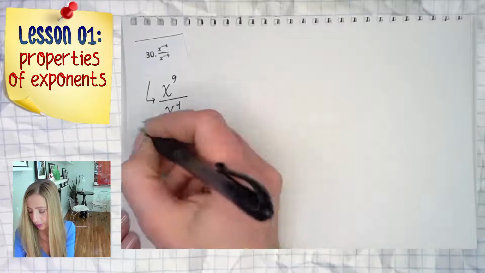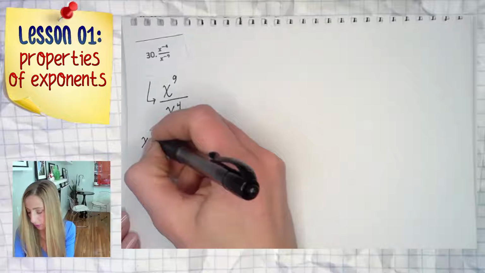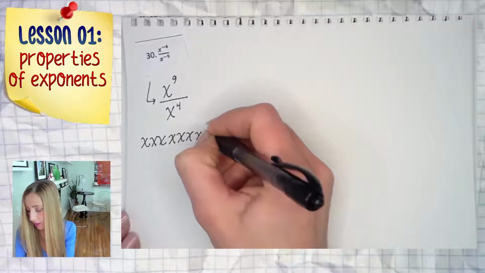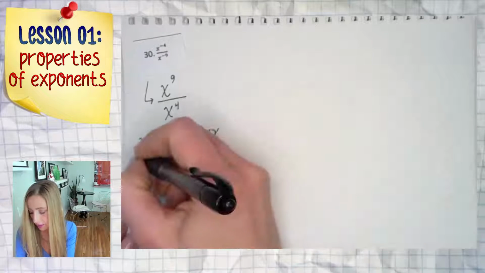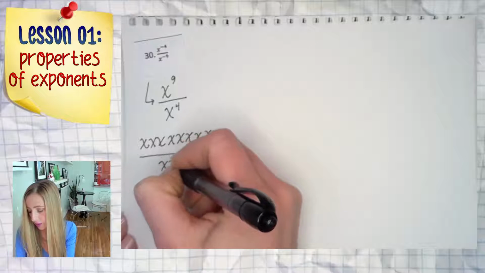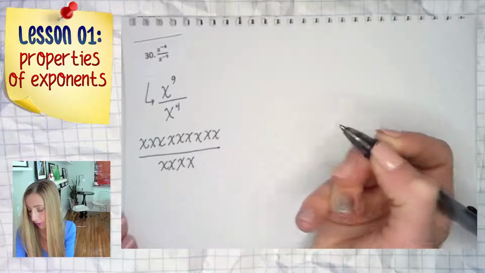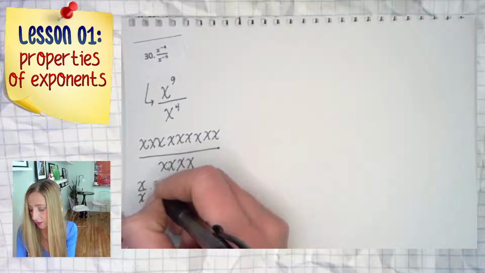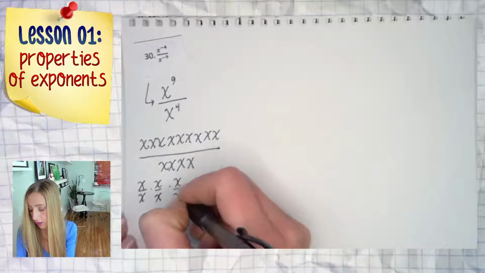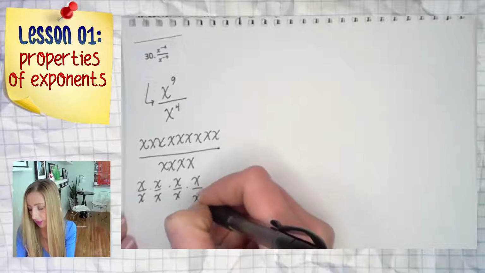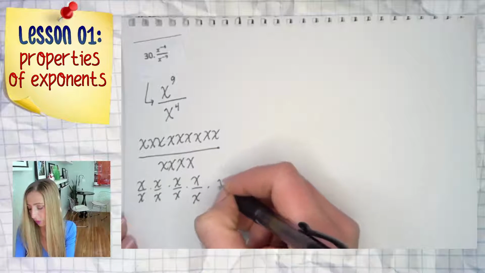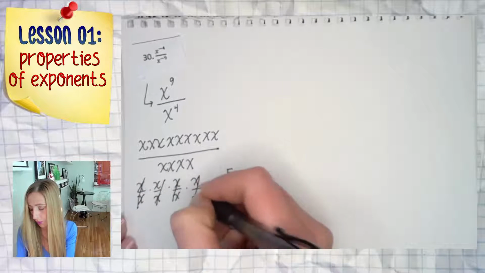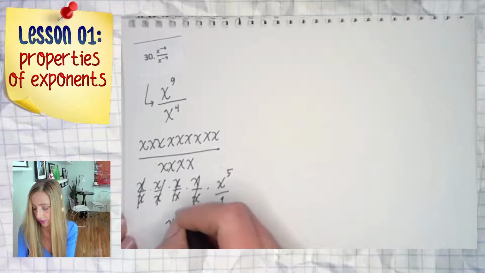Remember, x to the ninth power means x times x times x, keep going until we have 9 x's being multiplied, and x to the fourth power is x times itself, 1, 2, 3, 4 of them. So we reduce. We can look at this as x over x, equivalent to 4 of these. Line them up. And then what's left over is x to the fifth, over 1. That's 1, 1, 1, and 1. Final answer, x to the fifth.